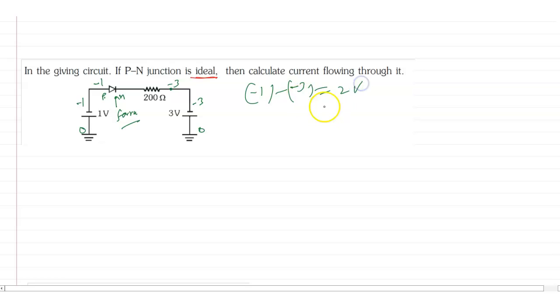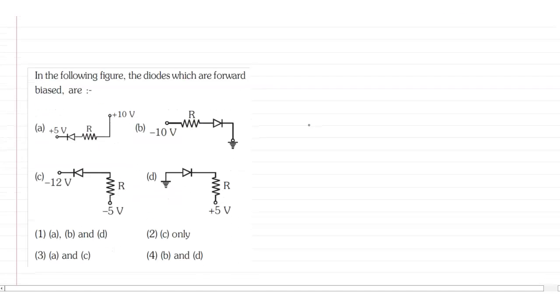This will be 2 volt, and the resistance is 200 ohm. That means the current will be 2 volt by 200 ohm, so 1 by 100 ampere, which is 10 milliampere. This is the diode current.